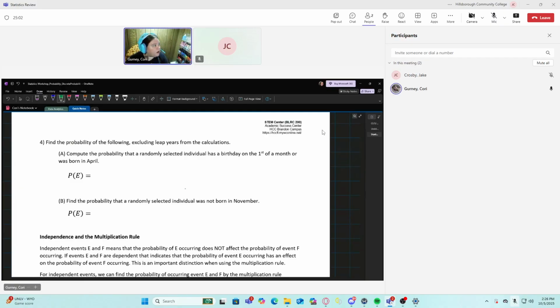Find the probability, excluding leap years from calculations. So we're not counting the years where February has 29 days. We're just looking at it as February has 28 days and the rest of the months are all the same.